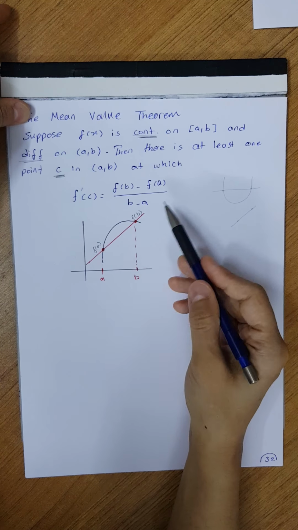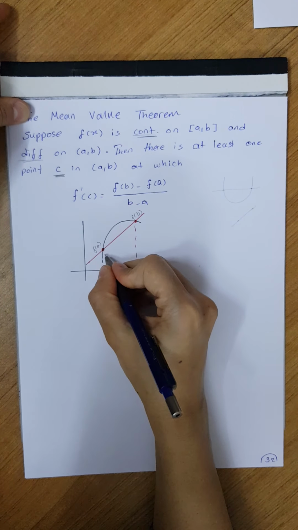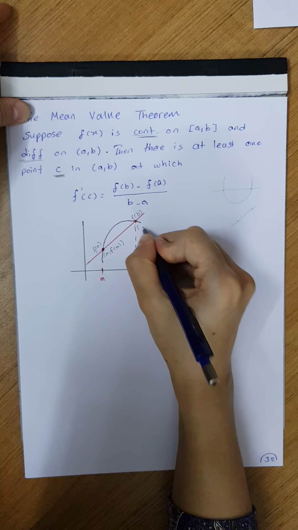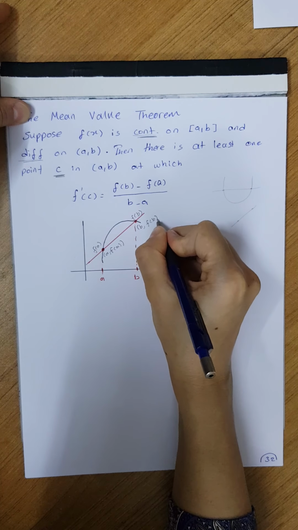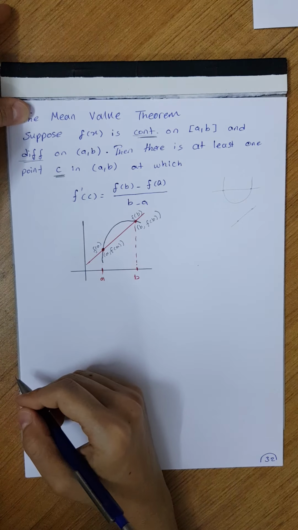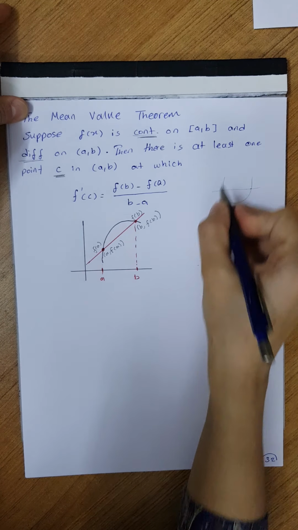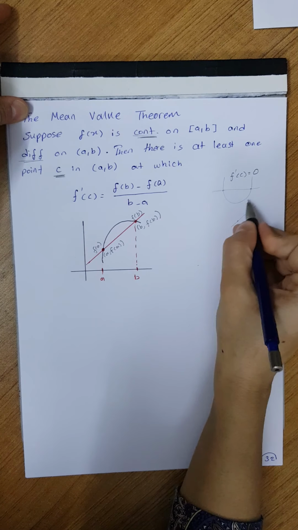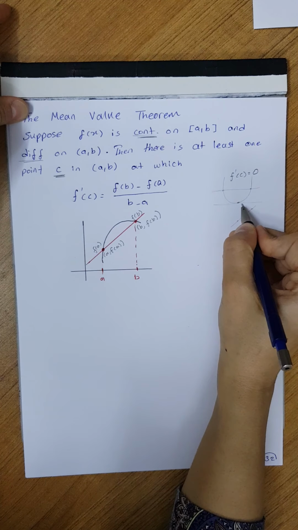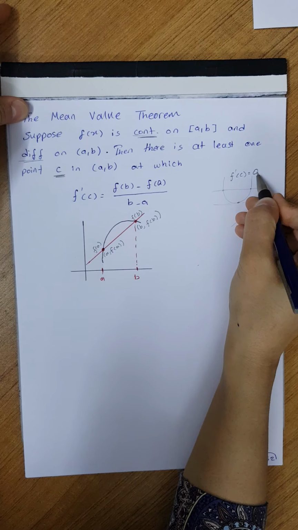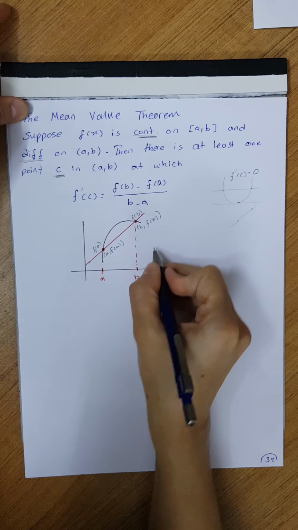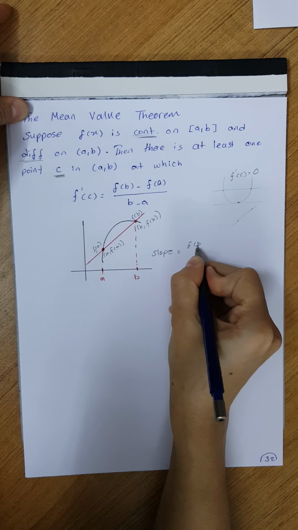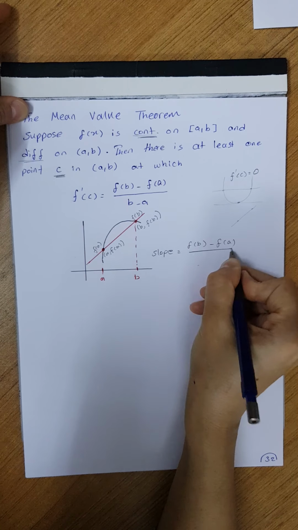So what is the slope of that slant line? Here I have got the point A and f of A, and here this point is B and f of B. How can I find the slope of this one? In Rolle's theorem, we were saying that f prime of C is equal to 0, because a horizontal line's slope is equal to 0. But here I have got a slant line, so I have to find its slope. What is the slope of that line? That's equal to f of B minus f of A over B minus A.